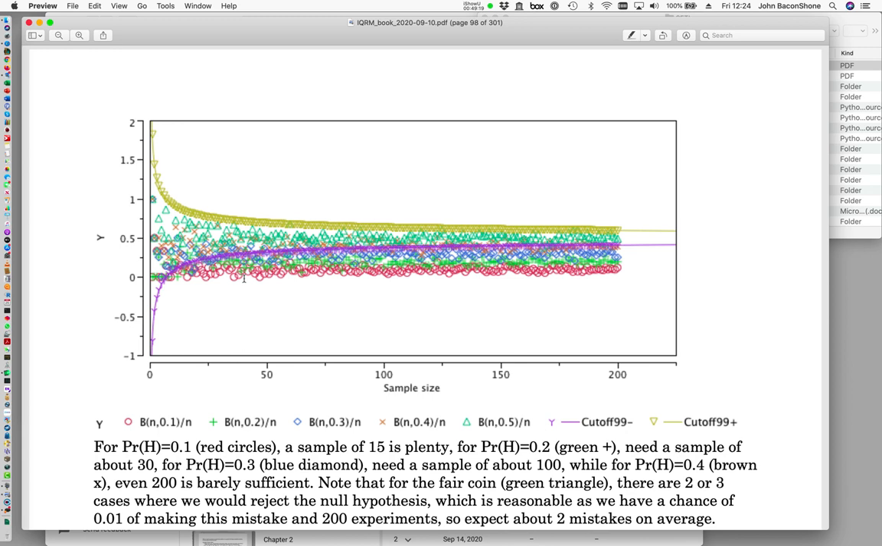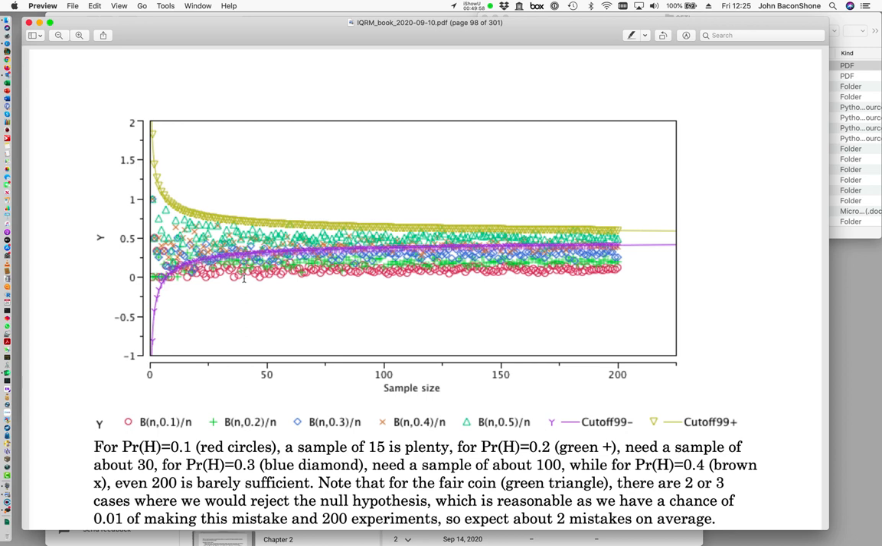Okay, so now let's look at the blue diamonds. If you look at the blue diamonds, you will see there are blue diamonds beyond 50, I think, to about 70 or 80. We still have some blue diamonds inside the interval. But by the time we've got to around 100, all the blue diamonds from there on are outside the curve. So a sample of 100 roughly should be sufficient to be quite confident that we can detect a 30% coin.